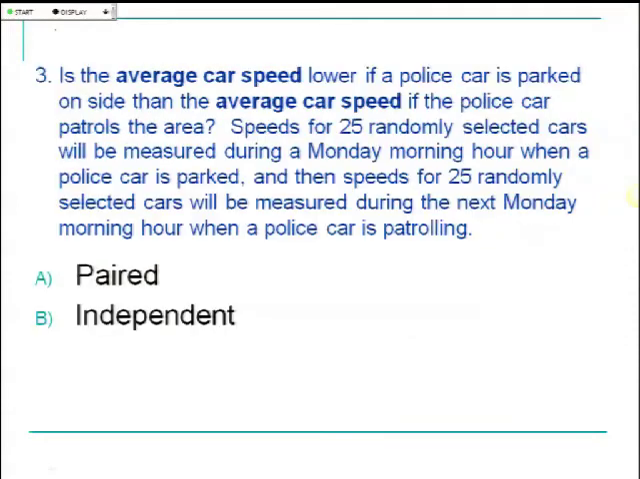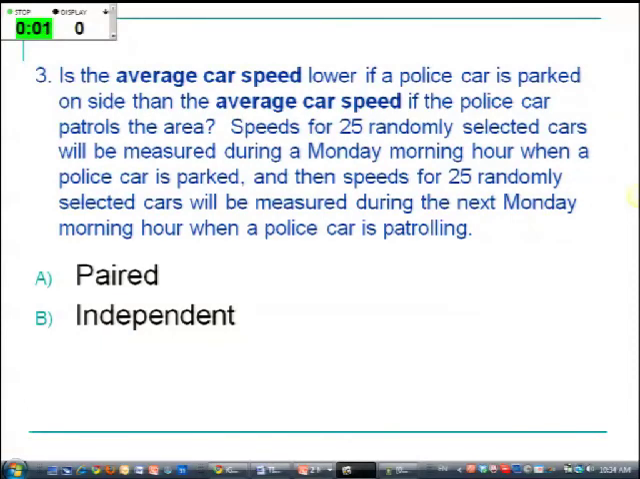And that is about speeds of cars. Is the average car speed lower if a police car is parked on the side of the road than the average car speed if the police car is patrolling the area? So we'll take speeds for 25 randomly selected cars during a Monday morning when there's a police car parked. We'll also record the speeds for 25 randomly selected cars when it's a Monday morning, same hour, and the police car is patrolling.